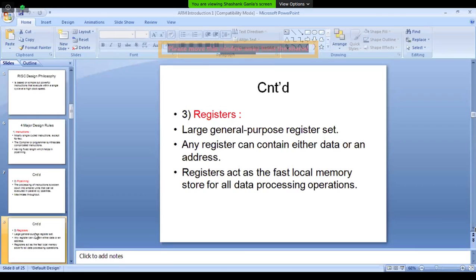Throughput is a terminology which is used to define the number of instructions that can be executed per unit time. That is what we mean by throughput of a CPU. So throughput of a CPU can be divided into two types.